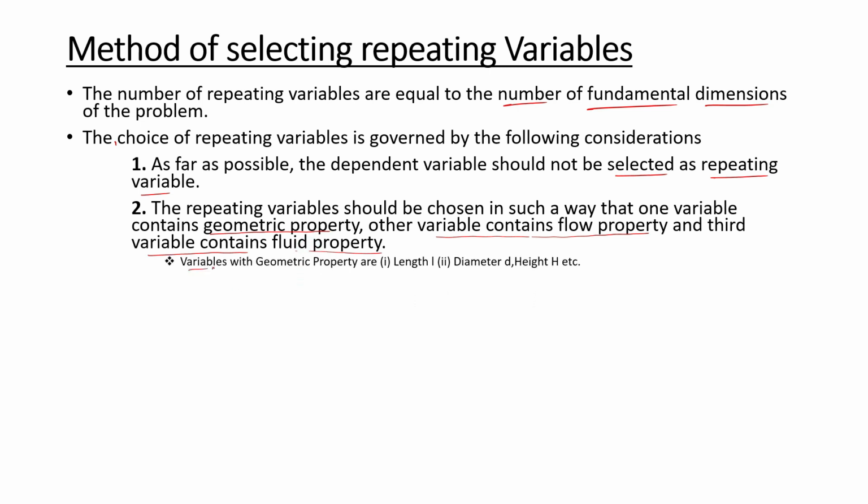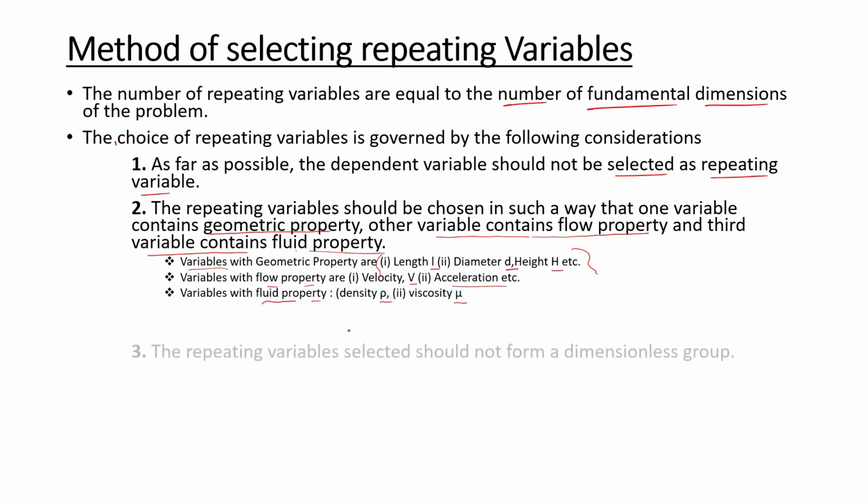So that means the variables with the geometrical property are length, diameter, capital S. You can select any of these variables as a repeating variable. And variables with the flow property are velocity, capital V, acceleration, etc. And variables with the fluid property, examples are density, viscosity, etc.